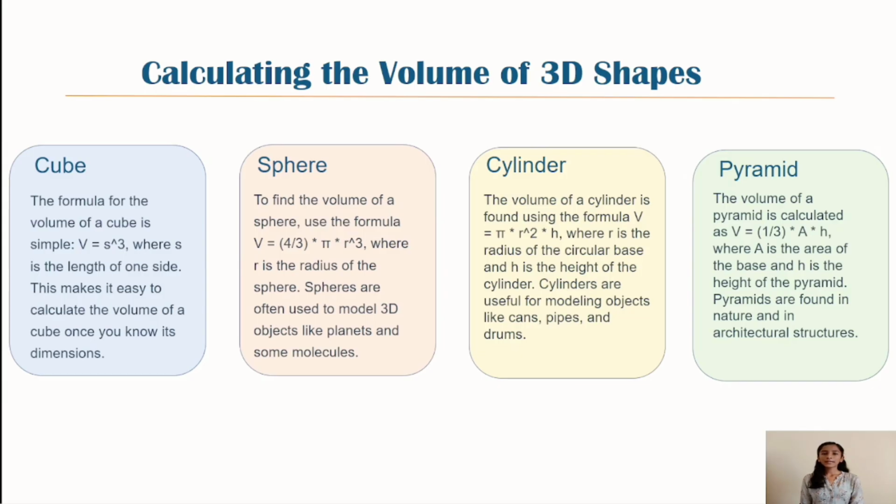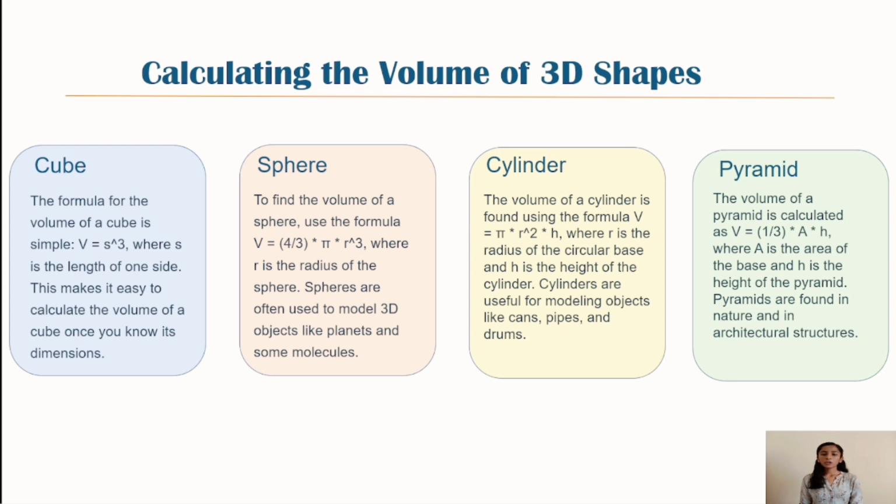Calculating the volume of 3D shapes. Cube. The formula for the volume of a cube is simple, that is V equals s cube, where s is the length of one side. This makes it easy to calculate the volume of a cube once you know its dimensions. Sphere. To find the volume of a sphere, use the formula V equals 4 by 3 into pi into r cube, where r is the radius of the sphere. Spheres are often used to model 3D objects like planets and some molecules.